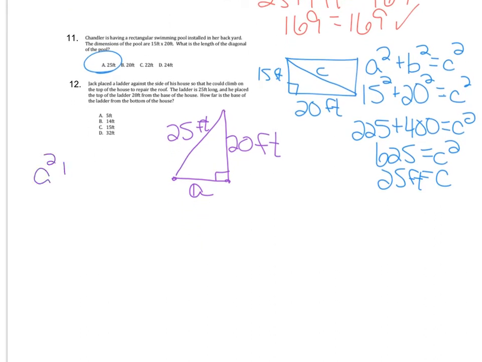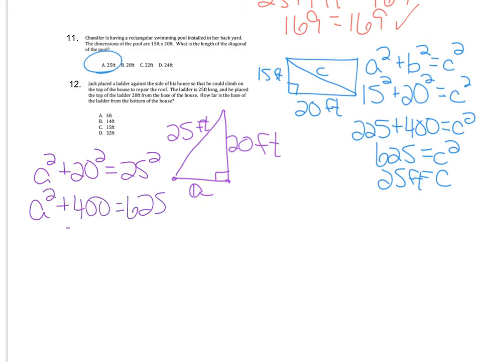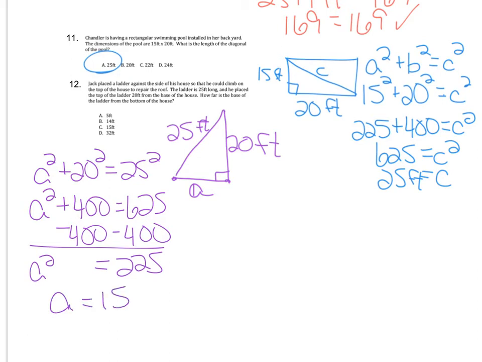So a squared plus 20 squared equals 25 squared. That's a squared plus 400 equals 625. We're going to subtract 400 from both sides. These numbers should look familiar to you since we just dealt with them. 625 minus 400 is 225. We take the square root, and we get a is 15 feet.